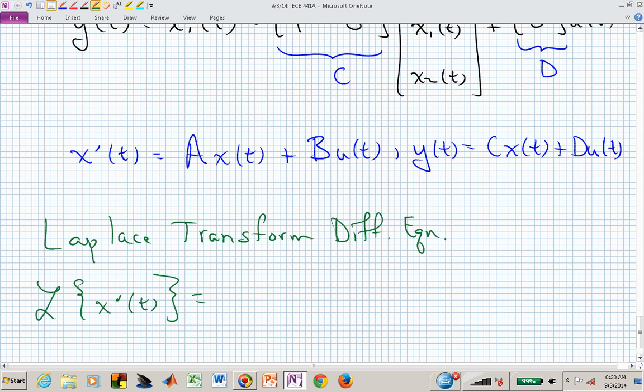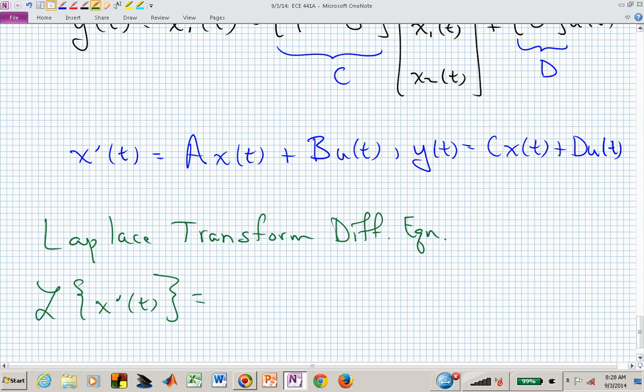And now take note that x prime is not a scalar generically. That x is a column vector. It could be 12 rows tall. But we're simply performing that Laplace operation on each row individually. Don't have to worry that it's a vector. We just Laplace transform each row separately.